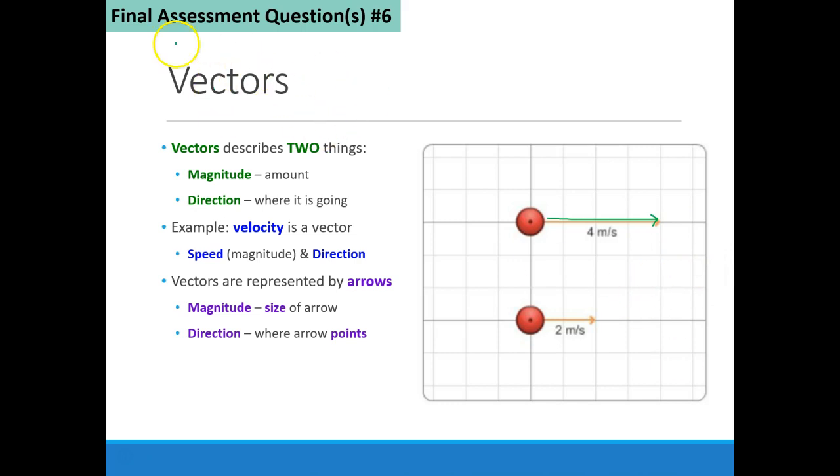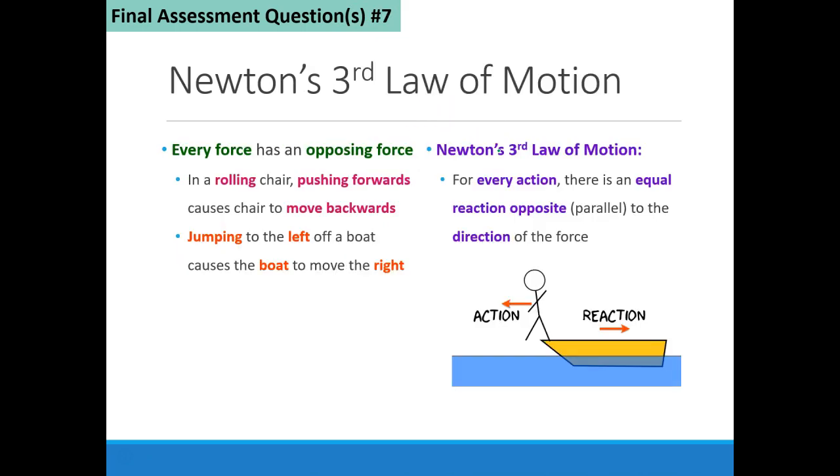So again, these arrows tell us both magnitude, how big the amount is. In this case, 4 meters per second is bigger than 2 meters per second, so it's a bigger arrow. And the direction, it's moving to the right. So velocity can be a vector because it has both speed and direction, and forces can also be vectors. So make sure, pause the video, answer question number 6, make sure you save it, and then let's move on.